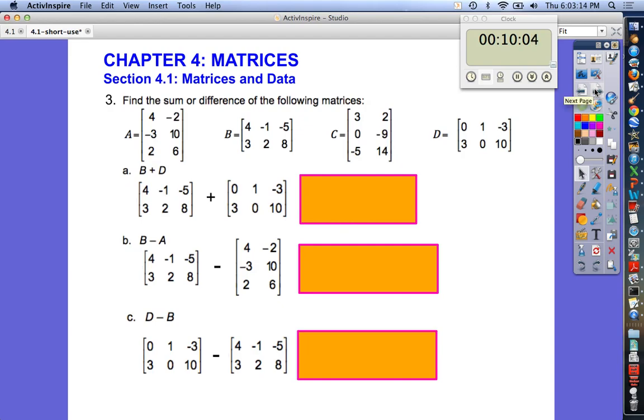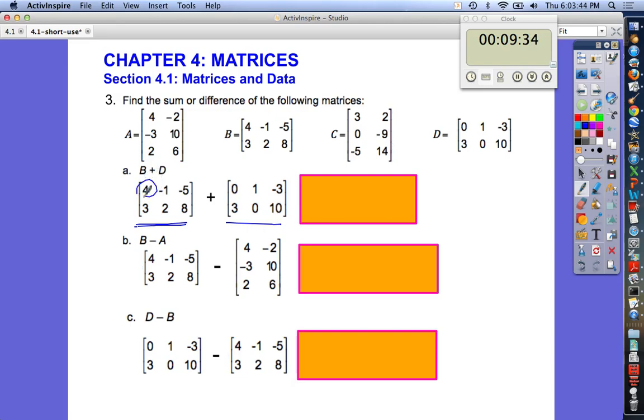Okay, if we go on to the next page and see example 3, we're given 4 different matrices, A, B, C, and D. And if we want to, as we can see here in part A, add B plus D, we can see that we have two different matrices, and I've listed matrix B plus matrix D. Each of those are 2 by 3, so we know that we can add them together.